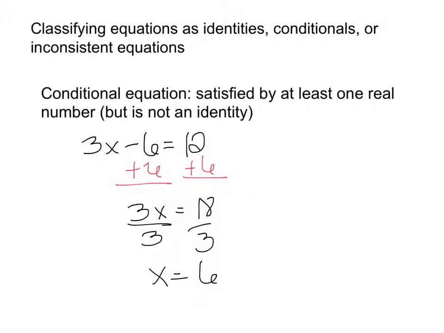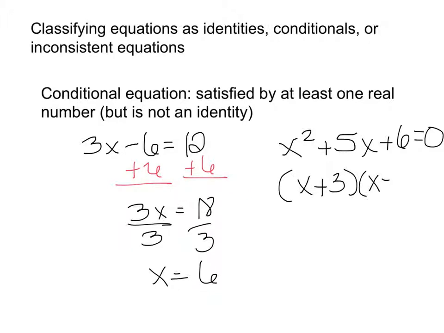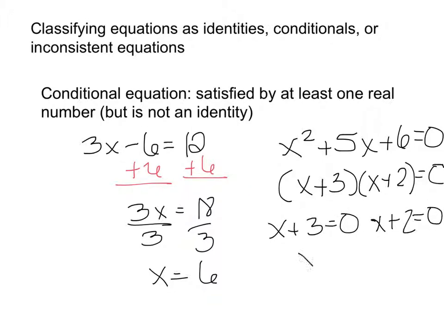Examples where we'd have more than one real solution include quadratics. Think about things like x squared plus 5x plus 6 equals 0. This is a quadratic equation we could factor into x plus 3 times x plus 2. If it's equal to 0, then either x plus 3 equals 0 or x plus 2 would equal 0. And here we would get x equals negative 3 or x equals negative 2.